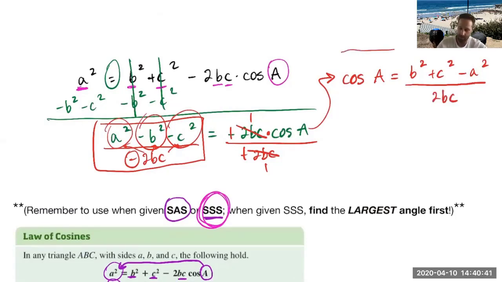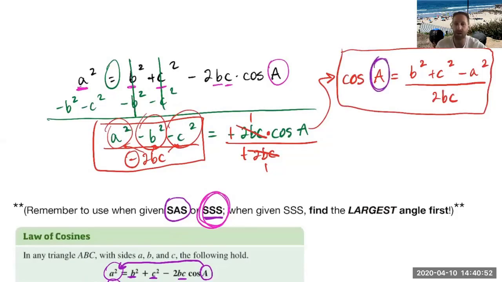So this would be the alternate version of the law of cosines that allows us to solve for an angle. And of course, if we're going to be solving for an angle, we're going to have to use the inverse in order to actually find it.